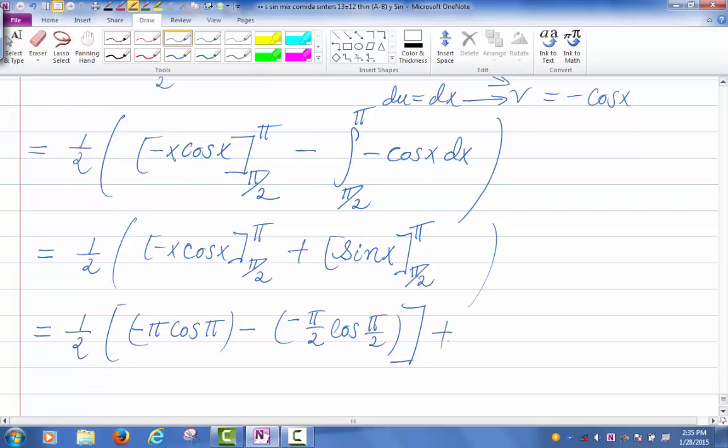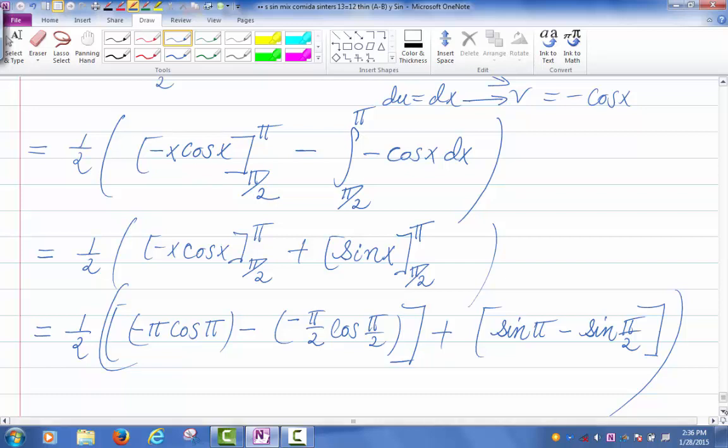You have to be careful with the negatives here. Plus, within the second brackets, I plug in pi, I get sine of pi minus sine pi over 2. And I forgot, did I have the half? Yeah, half was all the way through like this. Right?